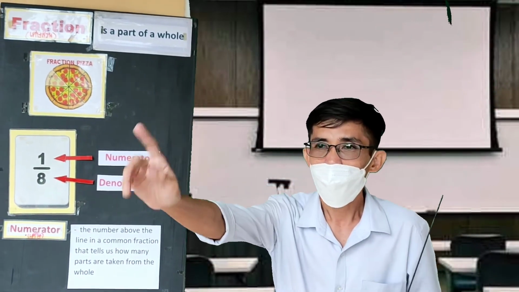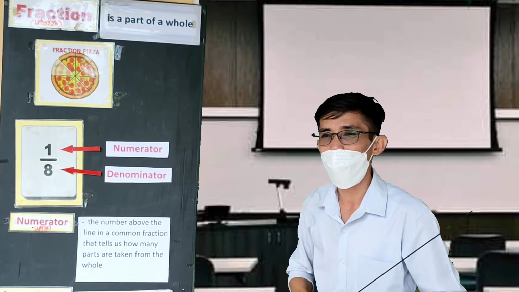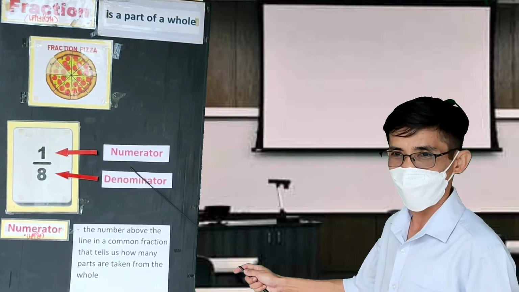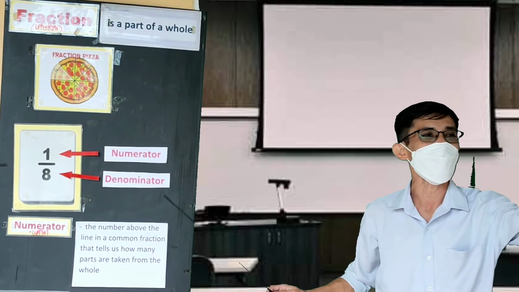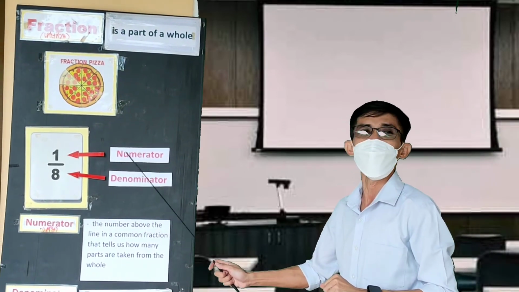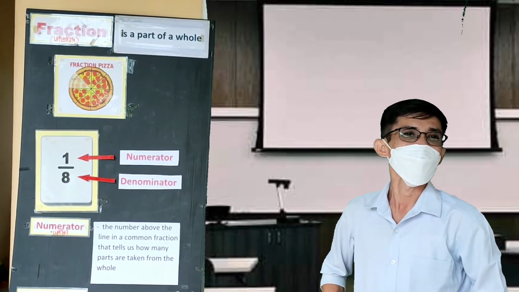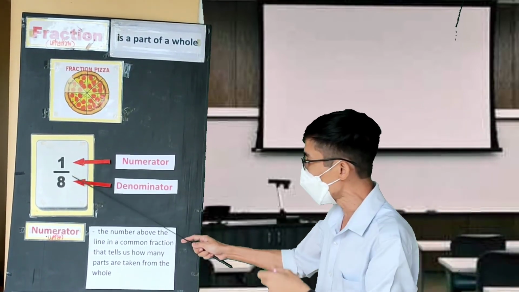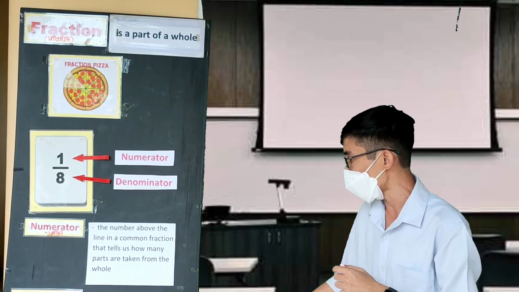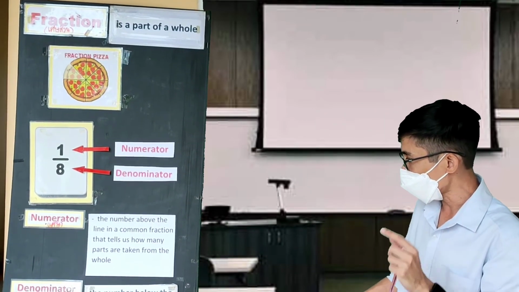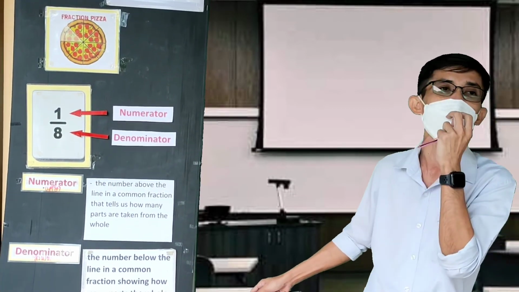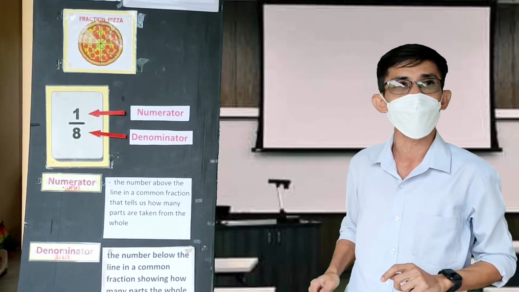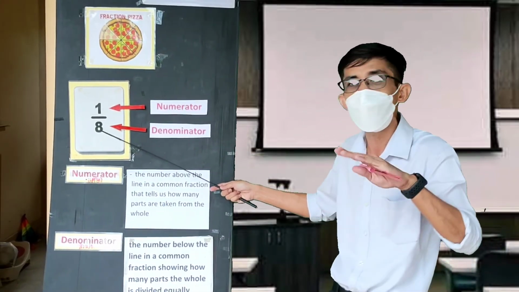Okay, Sarunya, what is your answer? Very good. This is called the numerator. Everybody, let us read it again. Ready? 1, 2, 3, go. Numerator. Okay, good job. Now let's proceed to the number below the line. The number below the line in a common fraction shows how many equal parts the whole is divided into. As you can see here, the whole is divided into 8 equal parts, and that is the number we put below the line.